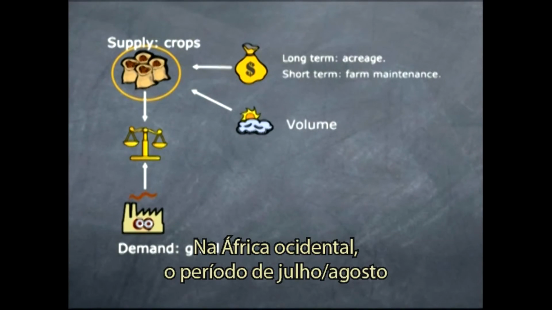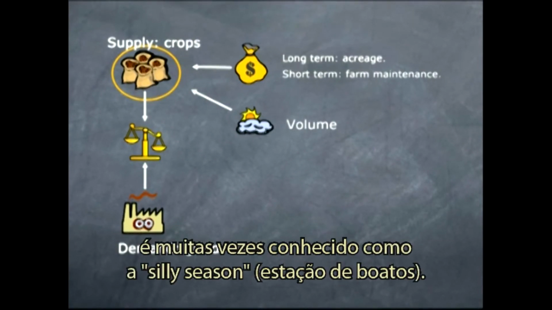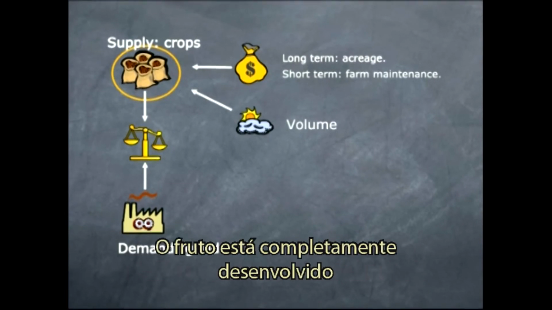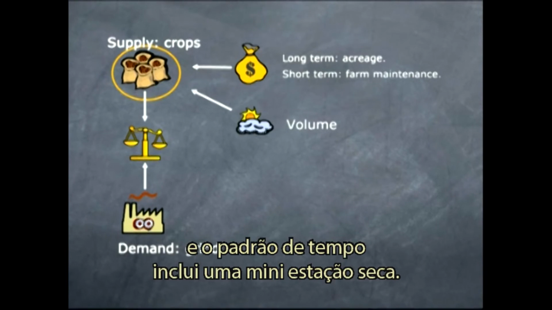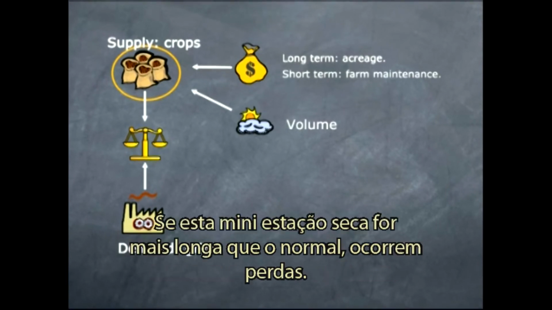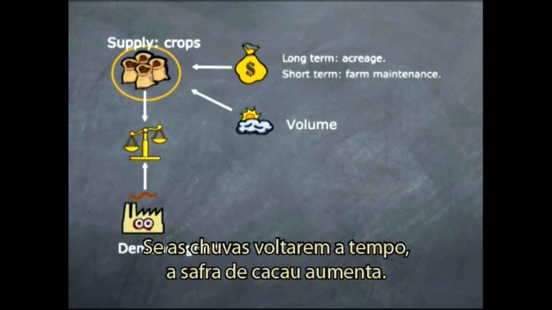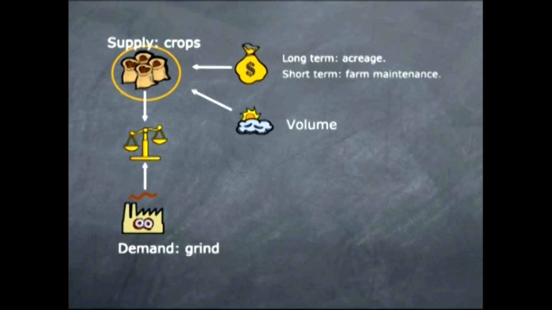In West Africa, the period July-August is often referred to as the silly season. The fruit is in full development, and the weather pattern includes a mini dry season. If that mini dry season is longer than normal, losses will occur. If the rains return on time, the cocoa crop will increase. There is a lot of speculative activity during this period as a result.